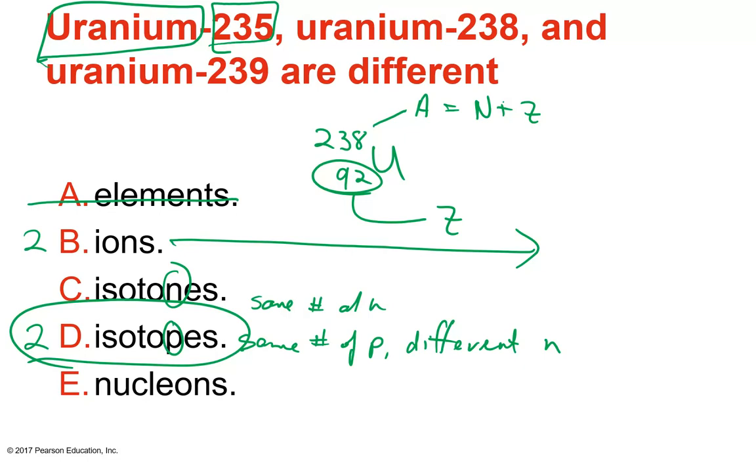What are ions? Aren't they groups of atoms? Actually, I'm pretty sure this is Monday's lecture. Ions are atoms that have a different number of electrons than they have protons. So there's nothing here to indicate if these have the same number of electrons or not. So they're not ions because you don't have the information to say that. And they're not nucleons, they're nuclei.